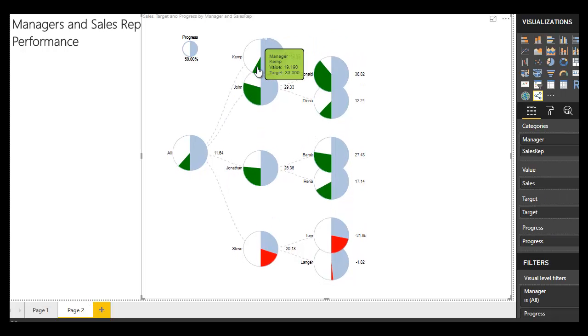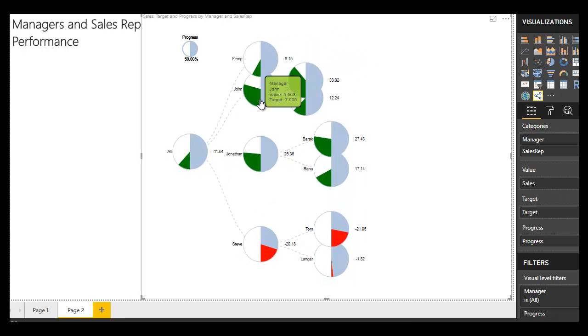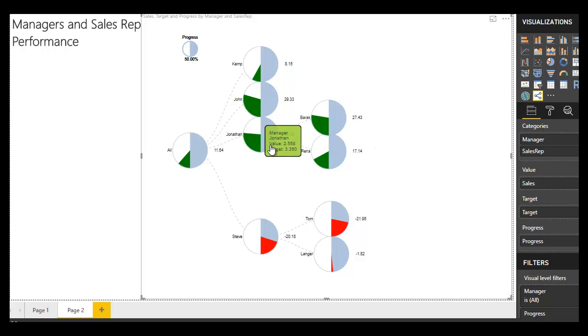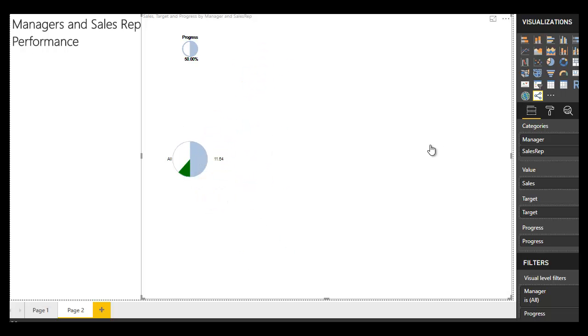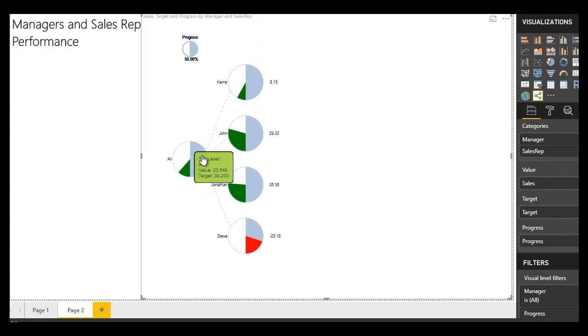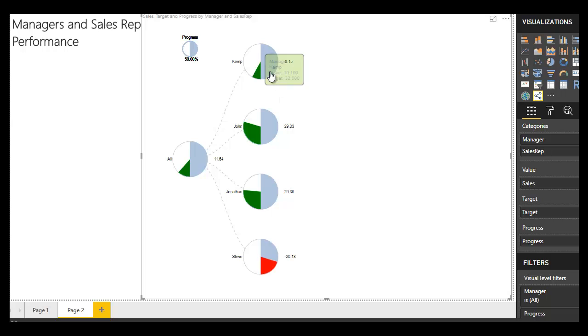These are interactive. We can expand and collapse. So if we just need to see the four managers, we can easily and quickly see the visualization and get an idea of the sales performance. The gray color is showing that it should be 50% progressed, and the green and the red color shows whether they are exceeding the target or falling behind.